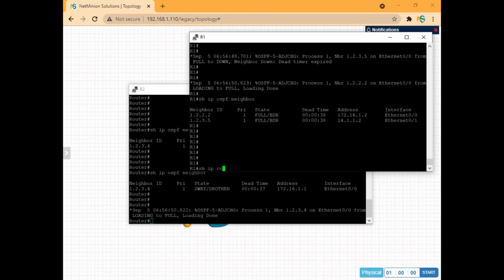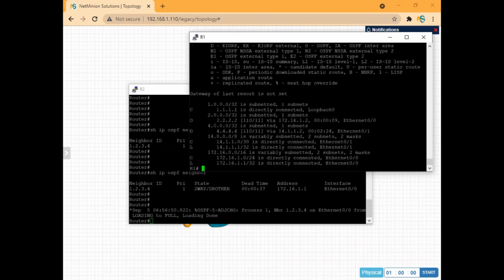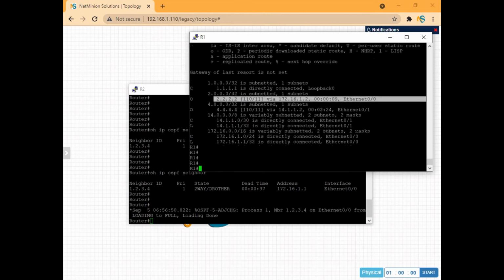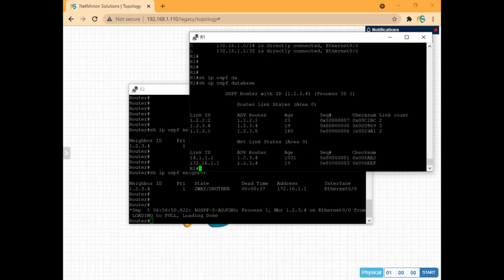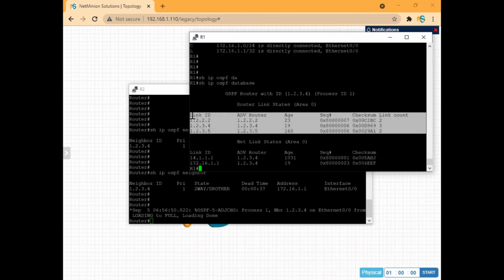If I check show IP route, 2.2.2.2 has appeared now. And if I check show IP OSPF database, you can see this time I have all of the RIDs present in this scenario. This is the very important thing: why RID is important in OSPF, what could be the issues when you have the same kind of RID, and what is the importance of RID that we talked about.